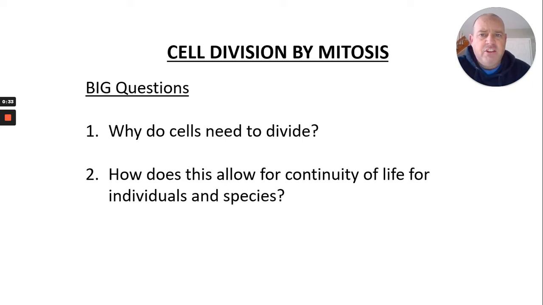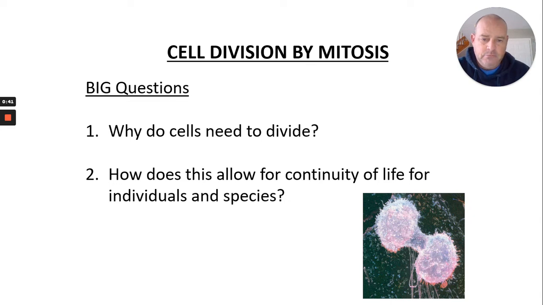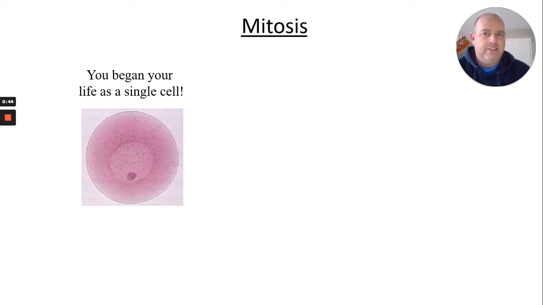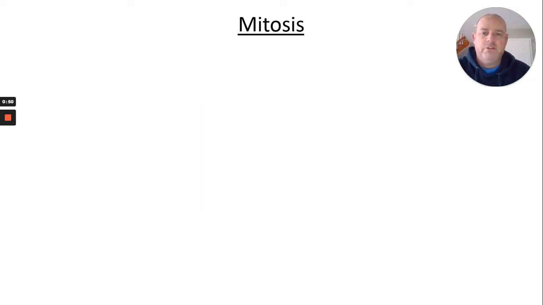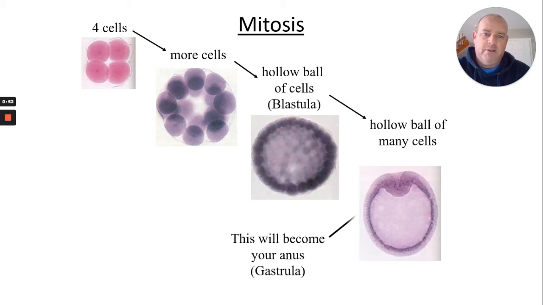So big questions: why do cells need to divide, and how does this allow for the continuity of life for individuals and species? So you begin as a single cell, right? And that one becomes two, and the two becomes four, so on and so forth. And off we go, and we keep dividing and dividing and dividing. And pretty soon that group of cells turns into a hollow ball of cells, which is called a blastula. And then after that, the hollow ball of cells actually gets an indent, and it starts pushing into the middle. And that is called the gastrula, which ultimately becomes your anus. So, fun fact.